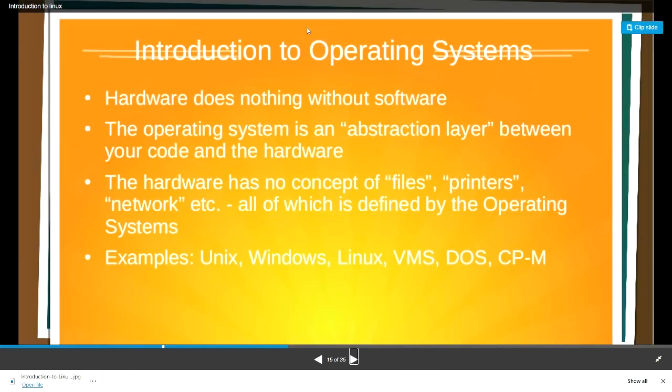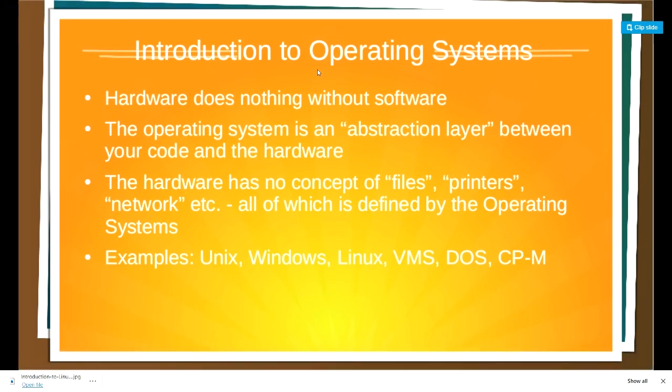Now, we'll go with the introduction to operating system. Hardware does nothing without software. Tama yan. The operating system is an abstraction layer between your code and the hardware. The hardware has no concept of files, printers, network, or etc., all of which is defined by the operating system. Example, we have a different example, which is the Unix, Windows, Linux, VMS, DOS-based, and the CPM.